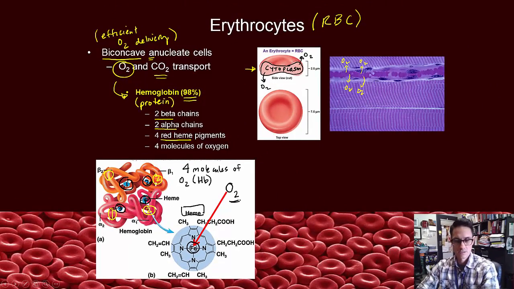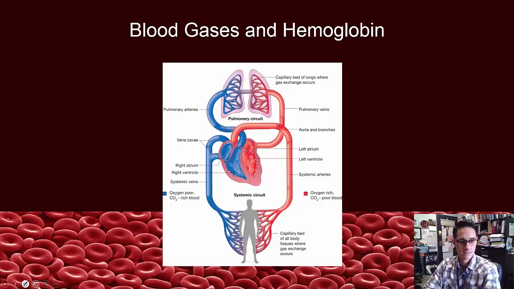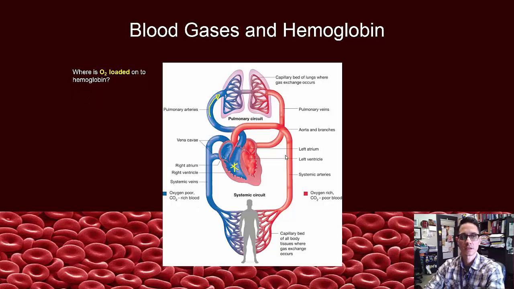All right, so let's go ahead and continue moving forward and talking about blood gases and hemoglobin. All right, so at the outset, on the first video, we talked about how blood flows through the cardiovascular system, and we know that blood that is leaving the right side of the heart, so I mentioned this at the outset, is going to the lungs. All right, why is blood going to the lungs? Why do we send blood to the lungs from the heart? Well, that's where we load oxygen onto the hemoglobin molecule.